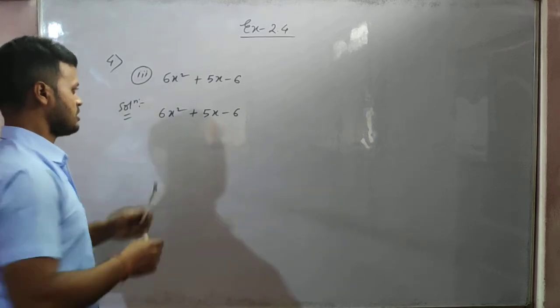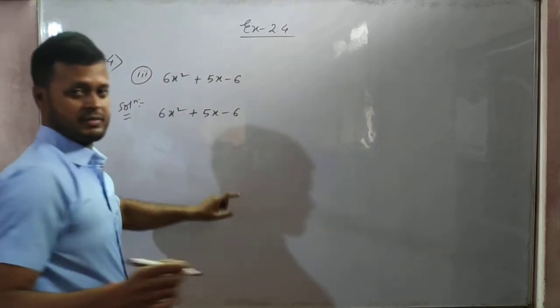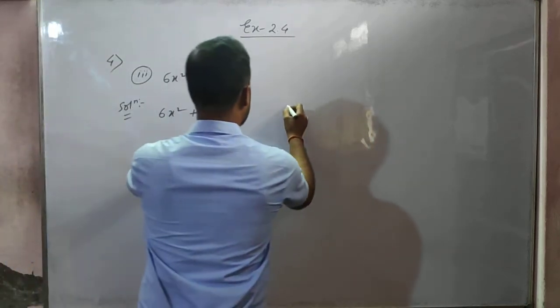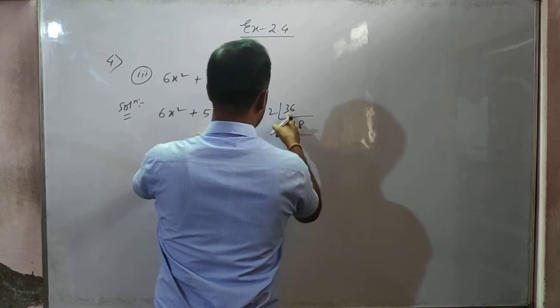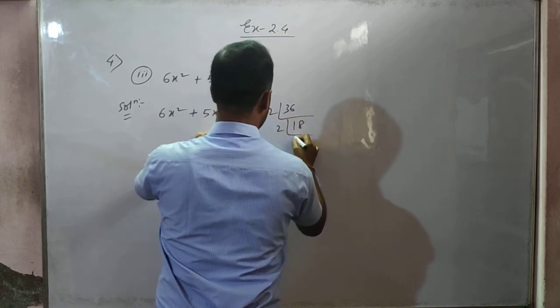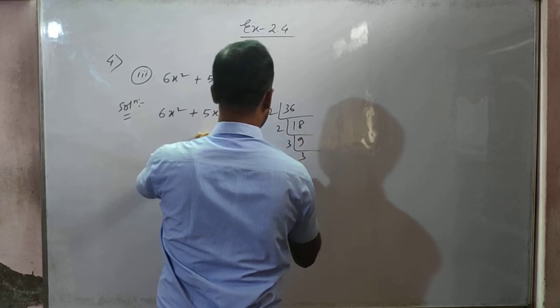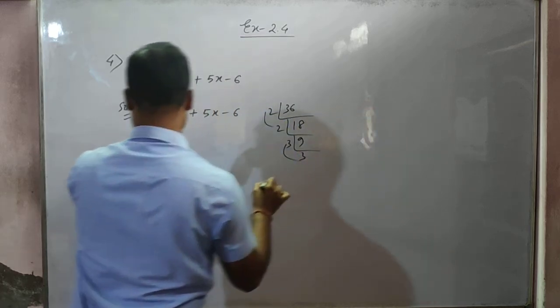So 6 into 6 is how much? 36. Always multiply the last term and the first term. So 6 6s are 36. Find out the factors of 36. 2 18, 2 9, 3 3. So 3 3s are 9, 9 minus 4.